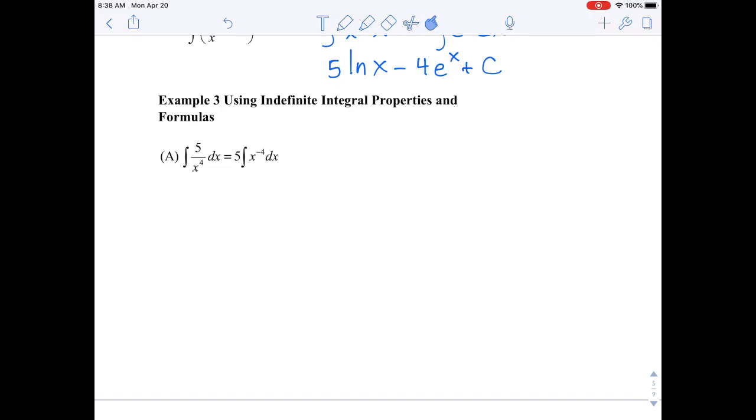Okay, using our properties, think of anything with a denominator that we can write that as a negative exponent, and then you can still use the same properties. You add 1, adding 1 to -4 is -3, and then you still need to divide by that. Plus c.